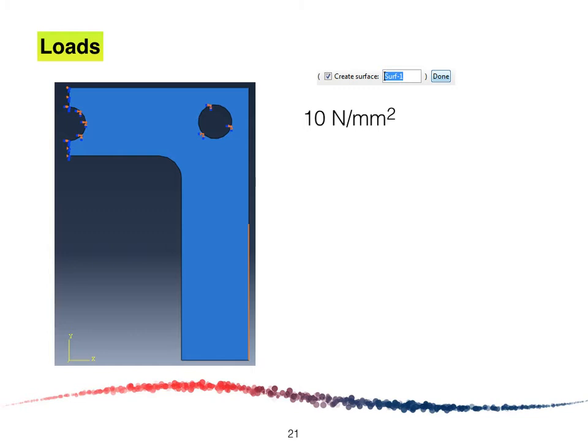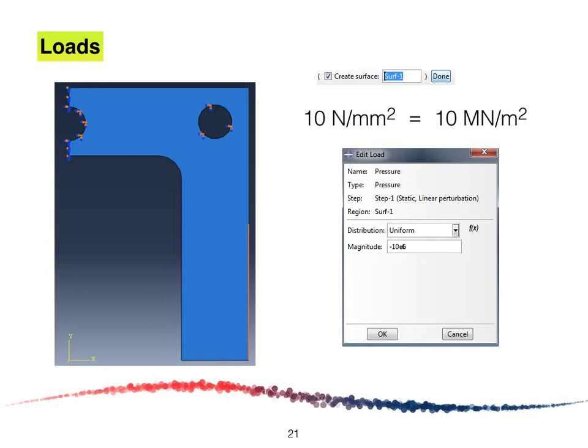As we remember, the pressure we apply is 10 Newton per millimeter square. However, when we draw our model, we are using SI units, meters. Therefore, we are going to change Newton per millimeter square to Newton per meter square. In this case, 10 Newton per millimeter square is equivalent to 10 mega Newton per meter square, or I can say 10 megapascal. So we are going to enter the magnitude as 10 to the power of 6, and we can click OK.